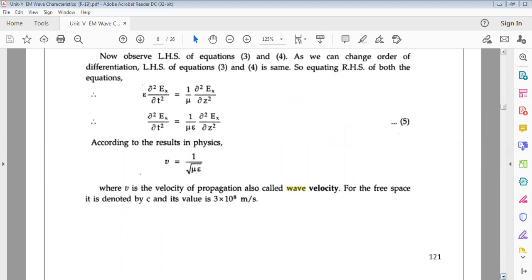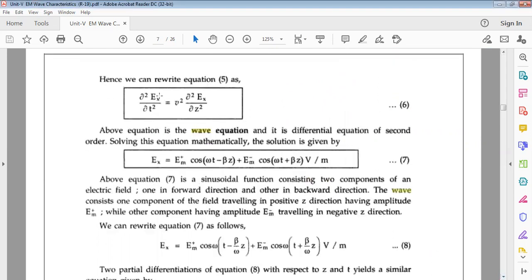For the uniform plane wave in free space, we got the velocity of propagation or wave velocity. ∂²Ex/∂t² is equal to v squared into ∂²Ex/∂z². The above equation is a wave equation, and it is a second-order differential equation. Solving this mathematically, the solution is given by taking Ex, the electric field in the x direction, as a cosine wave having a positive amplitude and a negative amplitude. Let us assume Ex is equal to Em plus cos(ωt minus βz) plus Em minus cos(ωt plus βz) volts per meter.